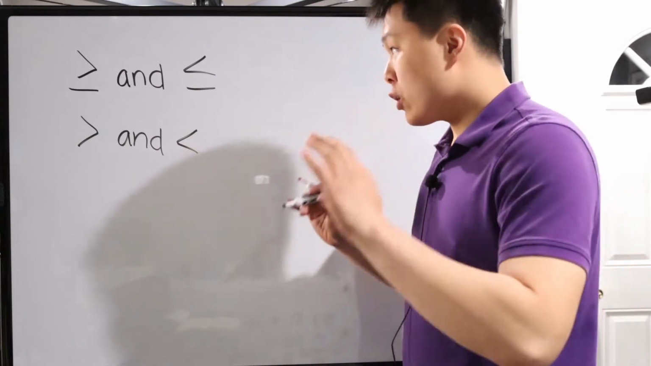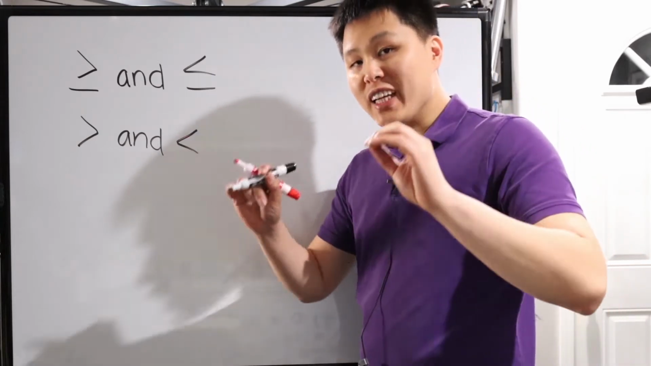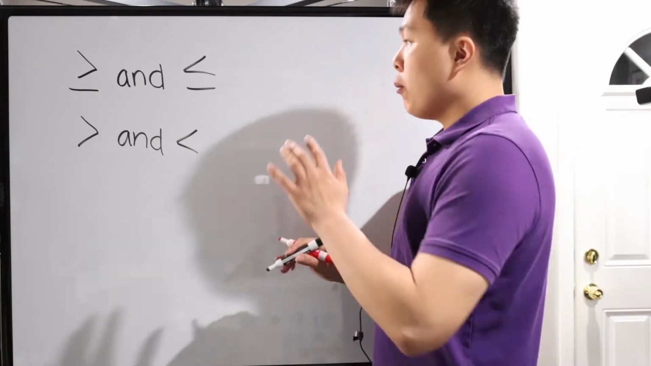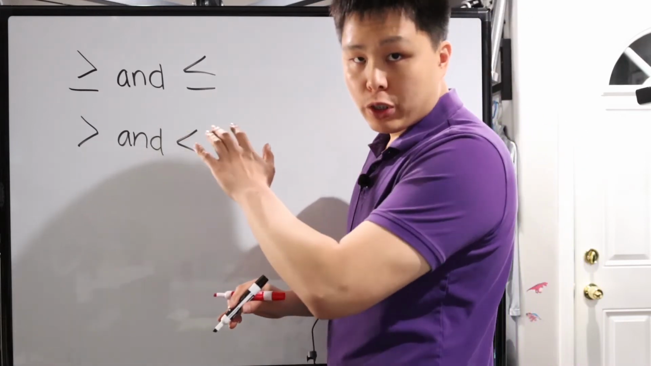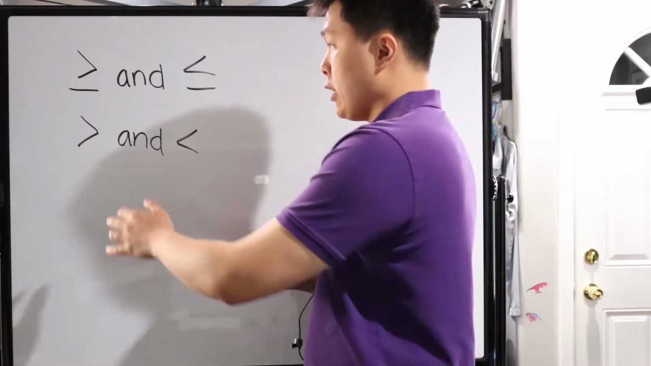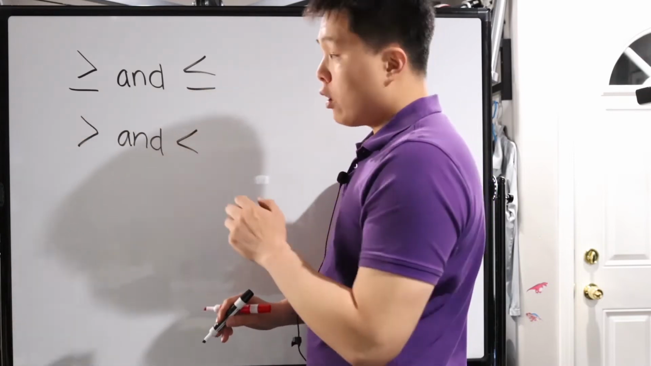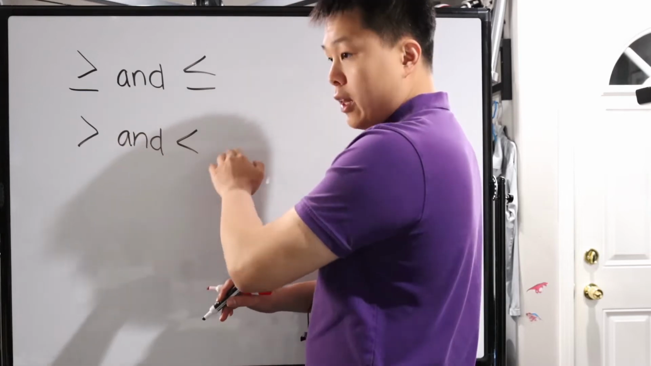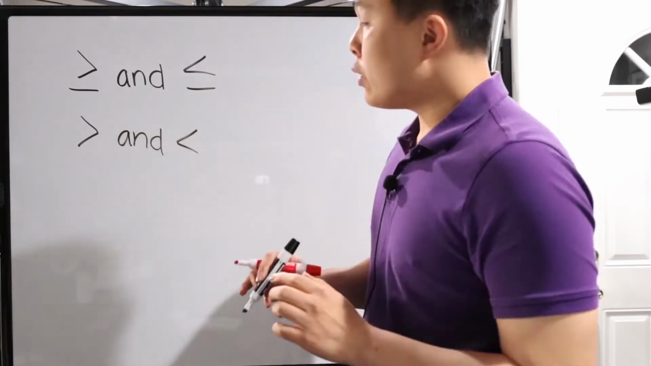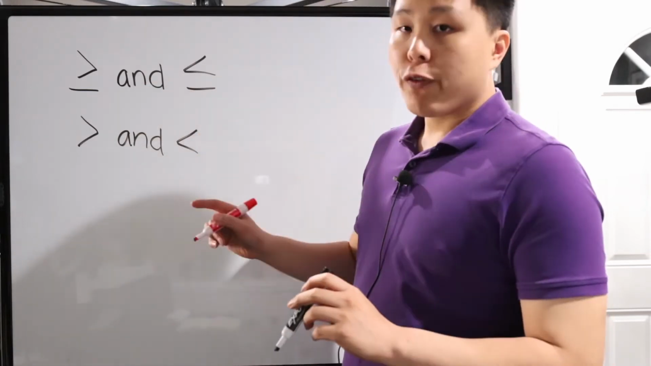Today's topic, we're going to go over how to graph linear inequalities. Now, before I even go into graphing linear inequality, there's two things we have to differentiate. Here we have a greater than or equal and a less than or equal versus a greater than and a less than. So what we're going to do in this case is figure out which one is which.